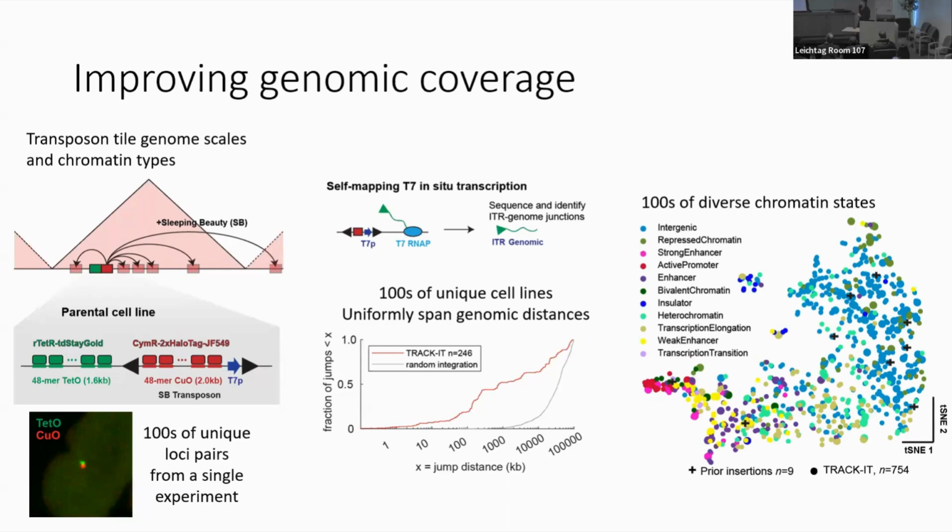They land in all different chromatin types. And instead of having what those little pluses show you, all 9 or something of the lines that have been published that we could find in all the literature, we have hundreds to choose from.